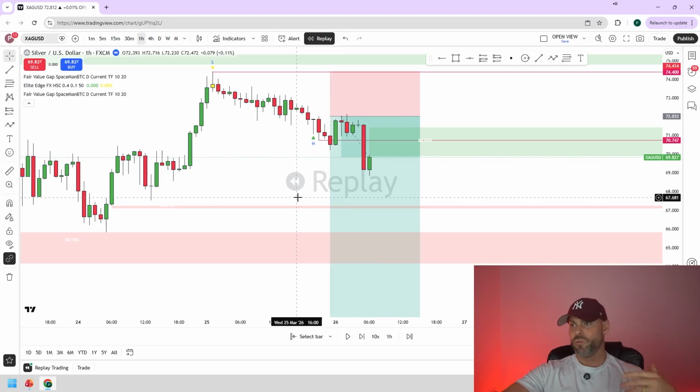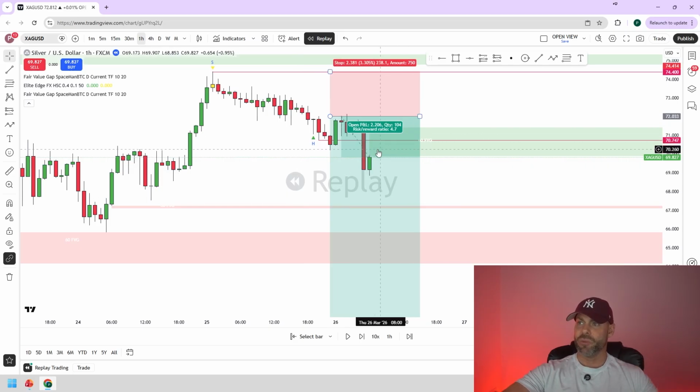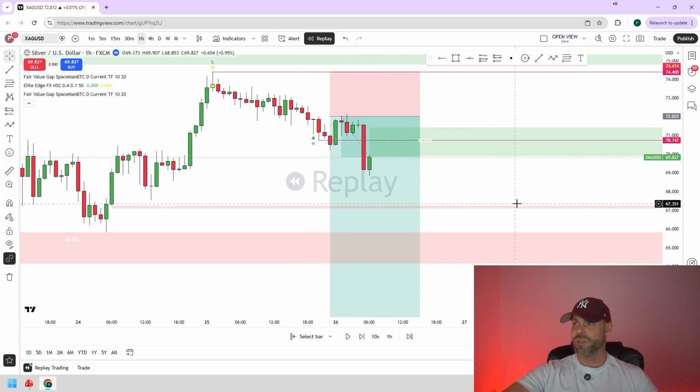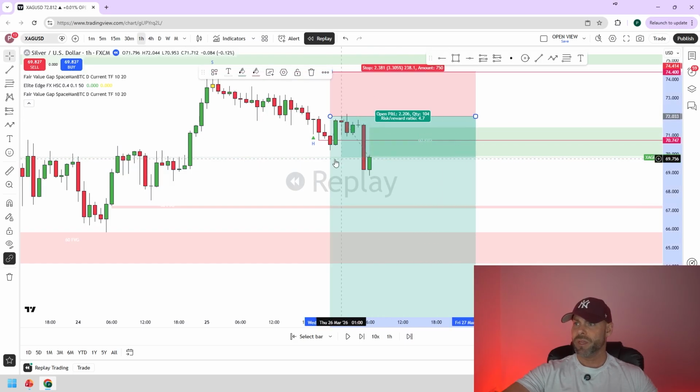Other people will sometimes trail the stop below thrust candles. And if we zoom in on this one here, this long candle that's left a fair value gap would be classed as a thrust candle. So they put the stop now at the top of this candle, and then they just manage the trade as it comes down. Now you've got to remember, every single one of these candles represents an hour's worth of price action.